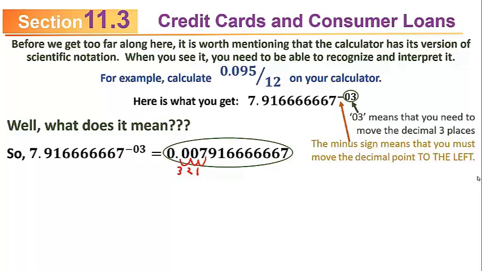Now, if it's just an intermediate calculation, you can just leave that number in the display and keep going. But if it's the end result of your calculation, you have to know what it means.